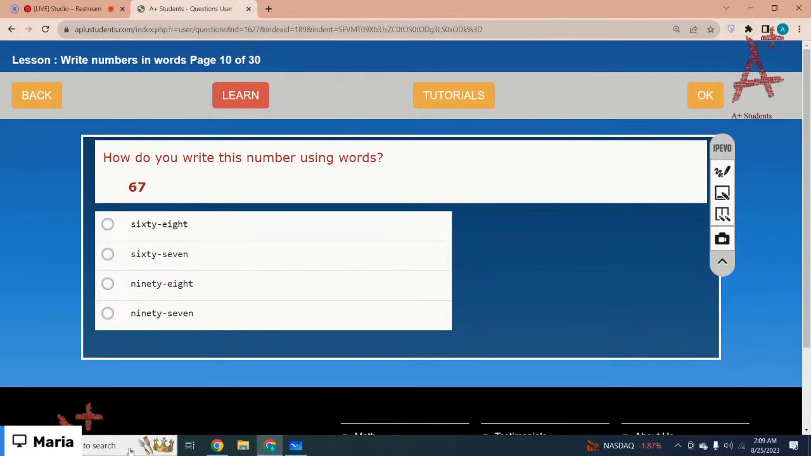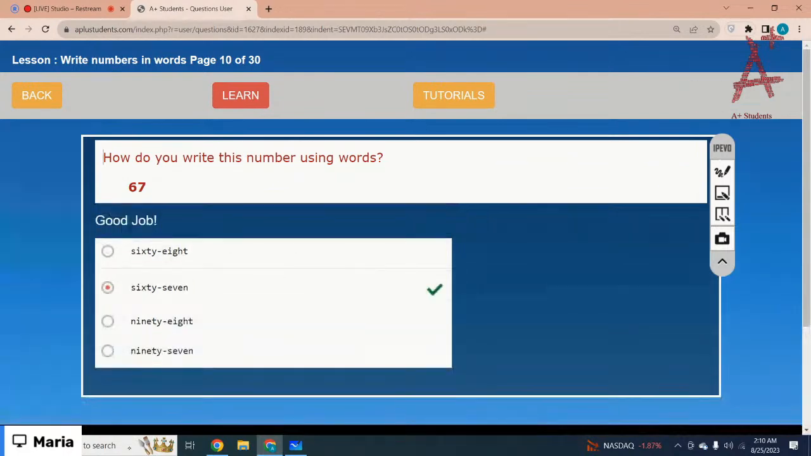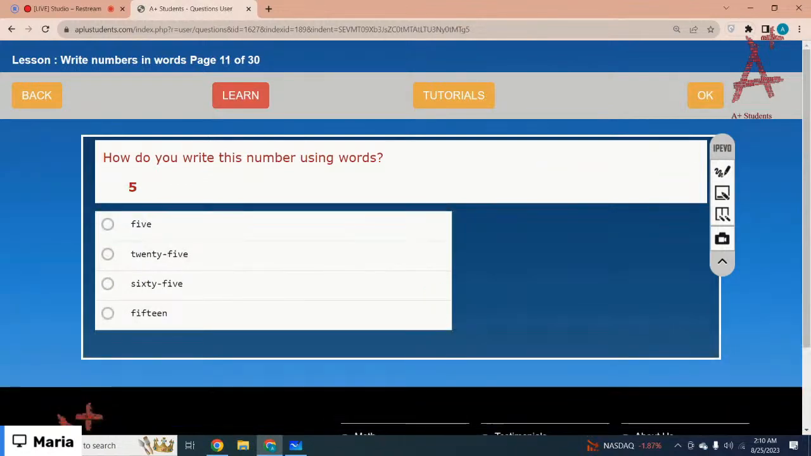"67", which is the correct option? The second one, right? You can write 60 and then 7. Option number 2 is the correct option. Okay, you can complete the lesson by yourself later today. Let's just start with the next lesson.